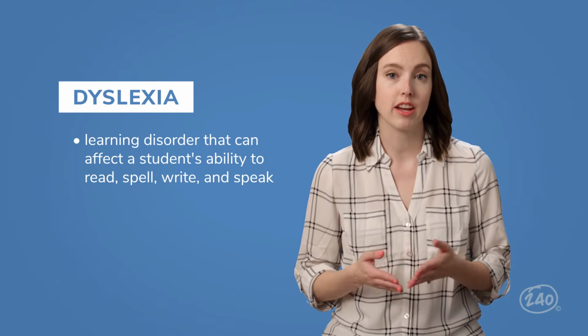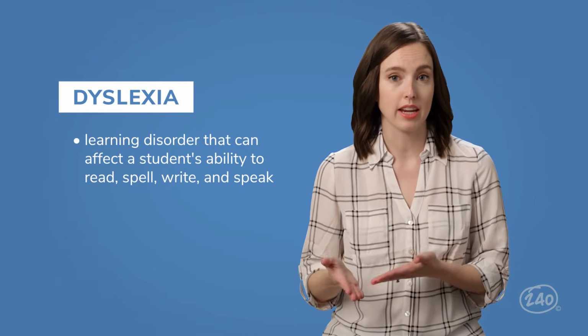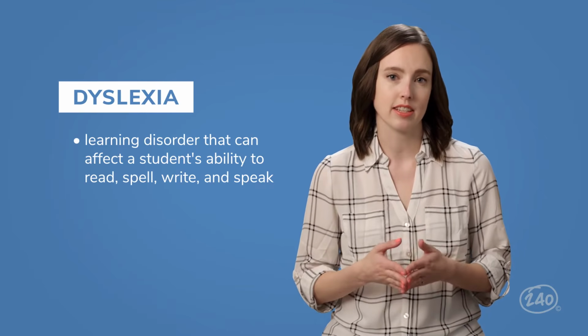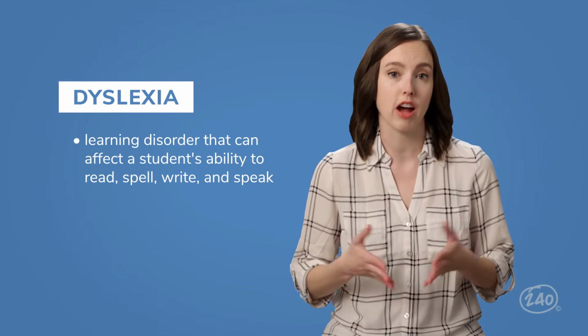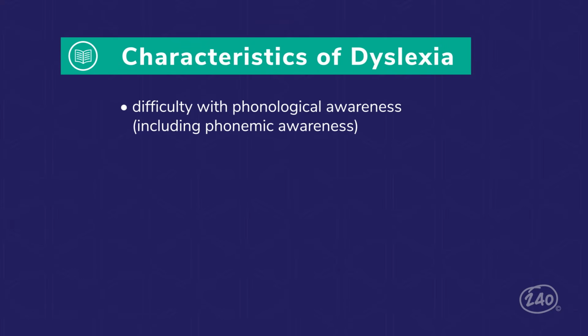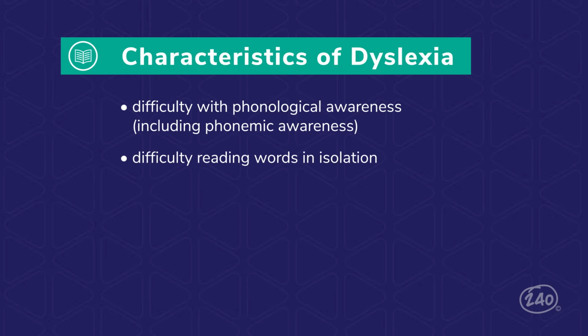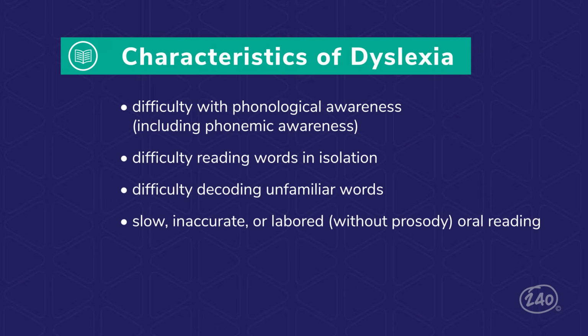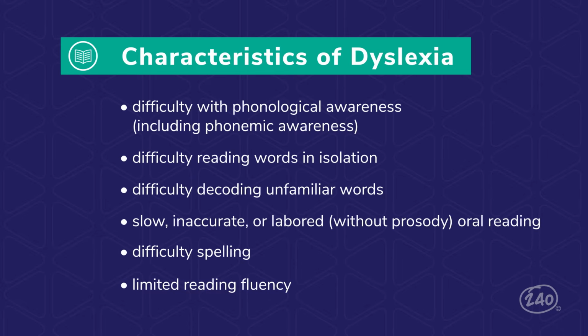One of the more common decoding-related learning disorders is dyslexia. Dyslexia is a learning disorder that can affect a student's ability to read, spell, write, and speak. Students identified as having dyslexia typically experience some or all of the following characteristics: difficulty with phonological awareness, including phonemic awareness, difficulty reading words in isolation, difficulty decoding unfamiliar words, slow, inaccurate, or labored oral reading without prosody, difficulty spelling, limited reading fluency. However, it's important to know that not every student who exhibits these characteristics has dyslexia.